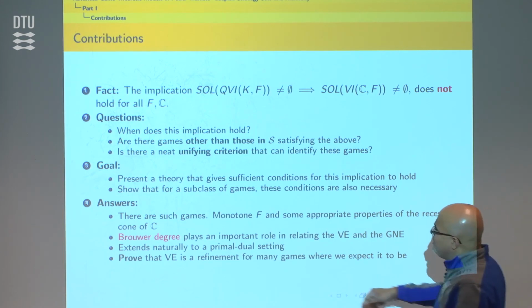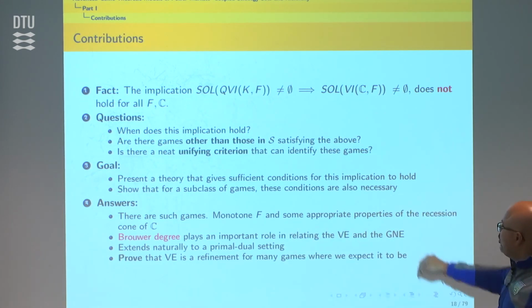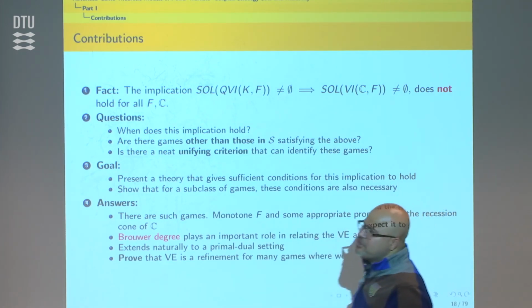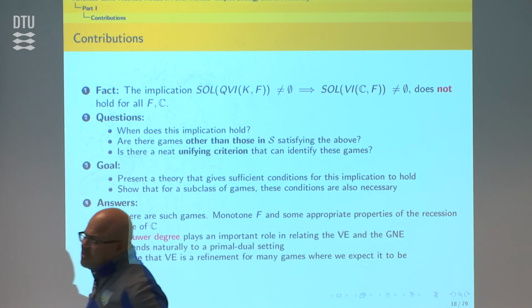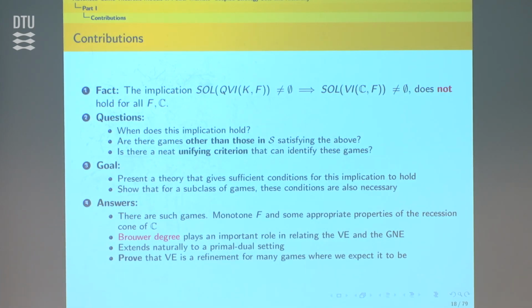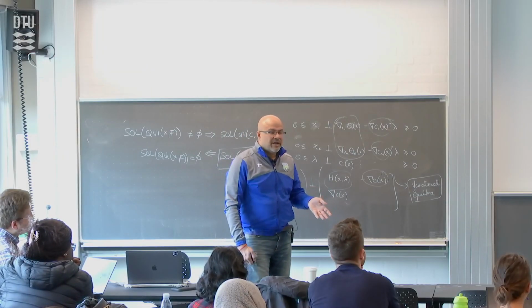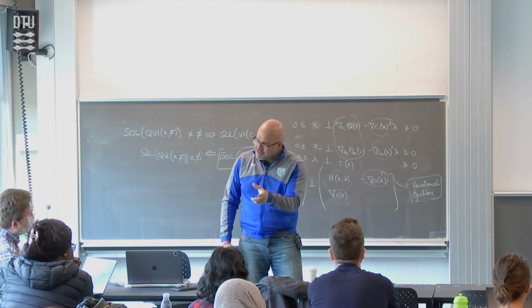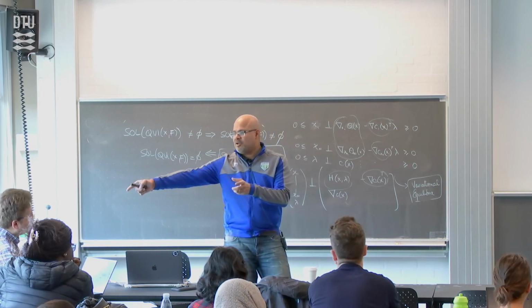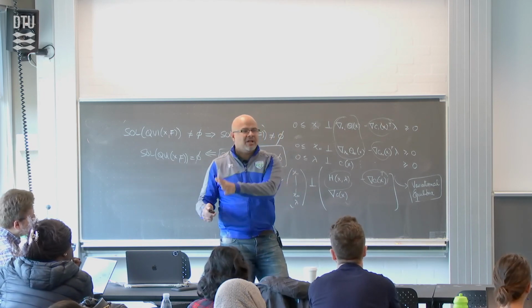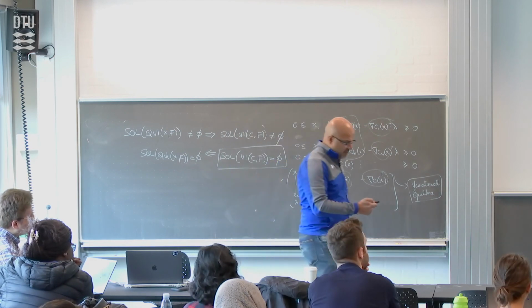So there are such games with monotone maps and some appropriate properties of the recession cone. And how do we prove this statement? This statement is not that easy to prove. So this was our first instance of trying to use degree theory to show an implication rather than to show a direct existence statement, right? So the way we show that is that if the degree of something is non-zero, some other degree has to be non-zero. Okay, so we use it to relate two different sets of games.